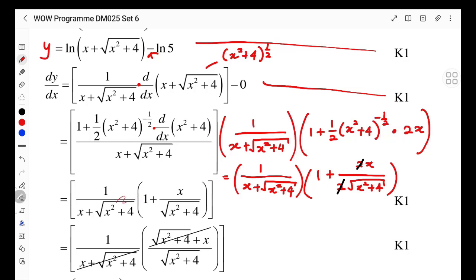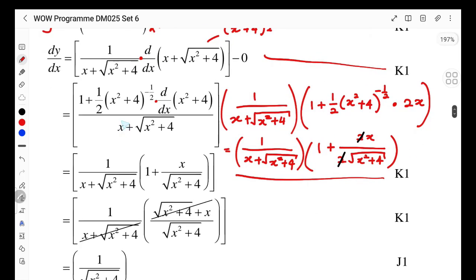Okay, same as this function here, this step here. This one is same as this one, 1 over x plus square root x squared plus 4 times 1 plus x over square root x squared plus 4. This is your k1, another k1. Just factor out this denominator to the outside, so we get 1 over. And then this fraction, if you can see here, this is 1, so 1 over 1.